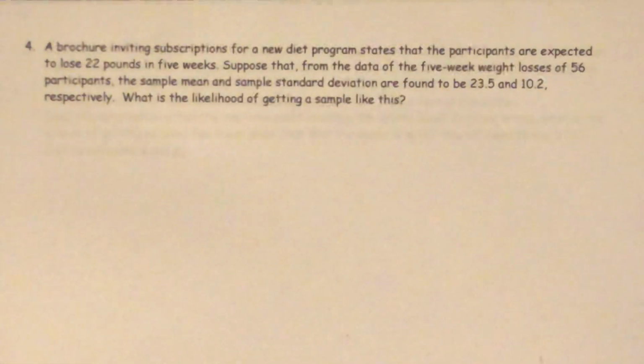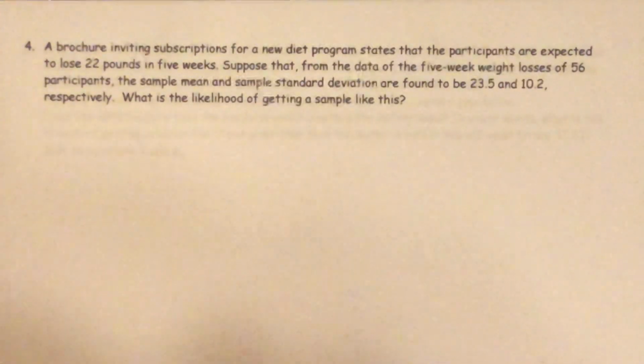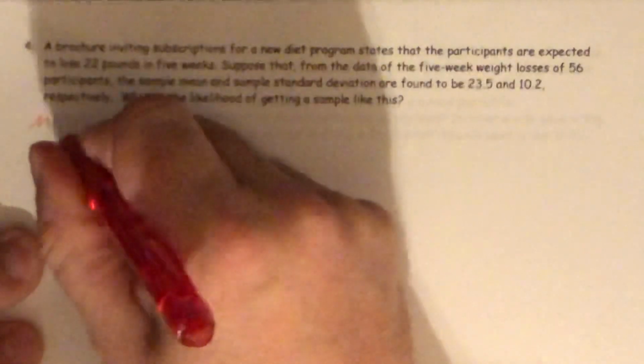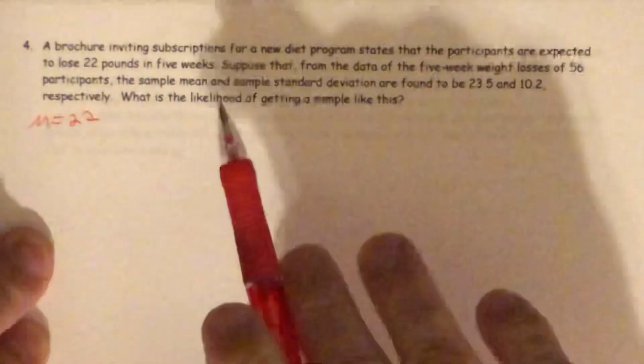All right, a brochure inviting subscriptions for a new diet program states that the participants are expected to lose 22 pounds in 5 weeks. So that's their claim. And since that's their claim, we're going to say that's true, and we're going to say that's the mean. So the mean of the population is 22 in 5 weeks.